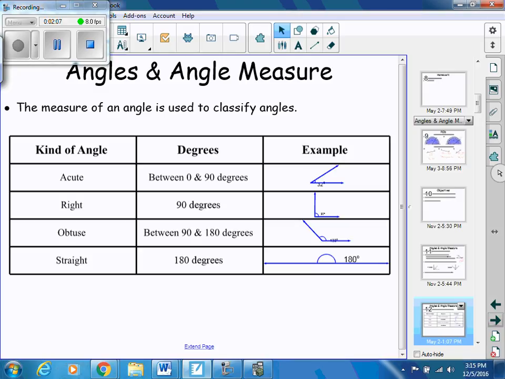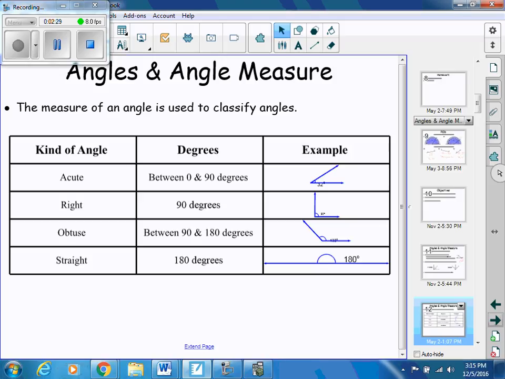Okay, classifying these angles. An acute angle is a little angle, between 0 and 90 degrees. So there's an example of an acute angle. A right angle is exactly 90 degrees. To be a right angle, it has to be exactly 90.